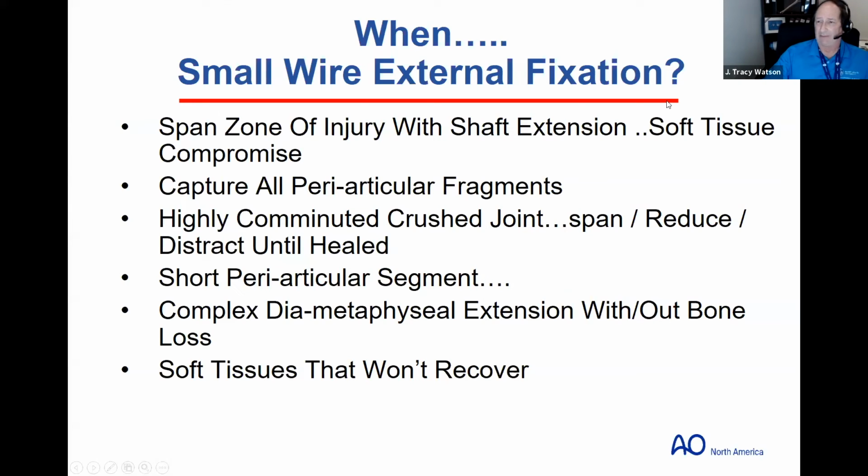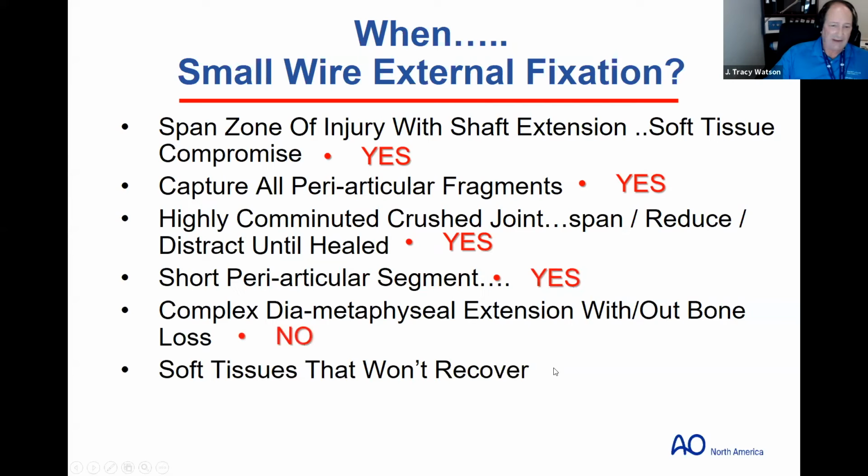So you have to make a problem list, much as Dave did and much as Matt did. So you're going to look at soft tissue compromise. Are you able to capture the small periarticular fragments? Well, that's a good reason to use it. Do you have a highly comminuted crushed joint and you need to distract? Yes. Is it a short periarticular segment? Yes. Do you have significant diametaphyseal extension? No. And then what about the soft tissues? Well, possibly they're a real problem. So you see a whole host of yeses here, which in my mind turns me towards ring fixator.